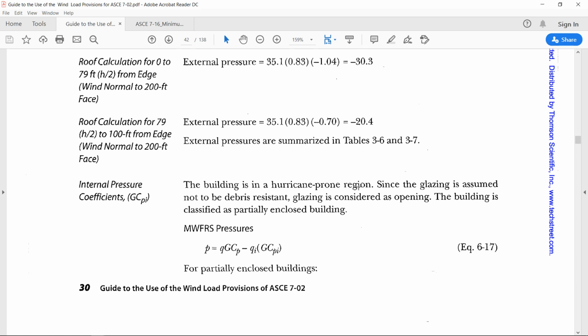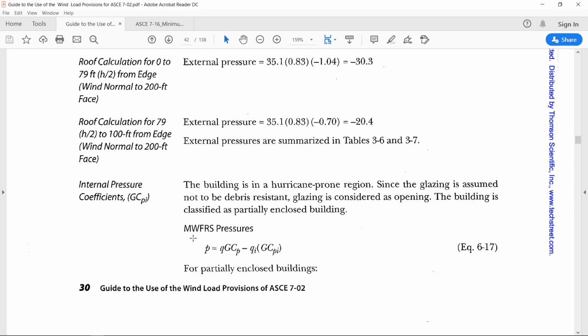And the glazing is considered as openings, and this is a very standard statement that whenever a building is clad with glass panels, these glazings are treated as openings, and this building is considered as a partially enclosed building. That's why this building is classified as a partially enclosed building.